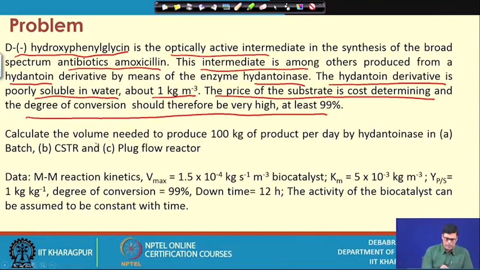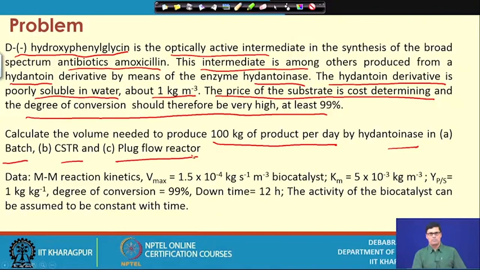Calculate the volume needed to produce 100 kg of product per day by hydantoinase in a batch process, CSTR and plug flow reactor. So for three different reactors we have to find out the volume, and this particular problem also helps you in finding out which reactor you will recommend for this process, because when you do the calculation you find out which reactor's size will be minimum, and one of the design criteria should be the minimum size of the reactor. Why minimum size of the reactor? Because if the size of the reactor is minimum, then the cost involved in the process will also be minimum.